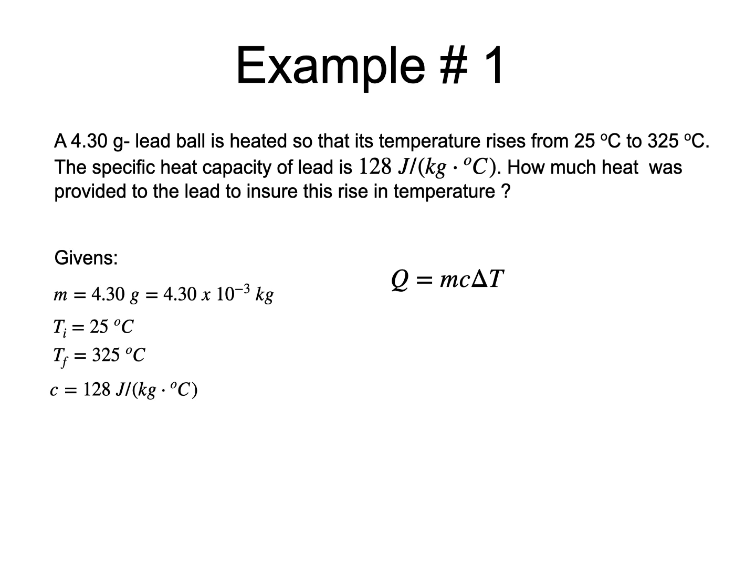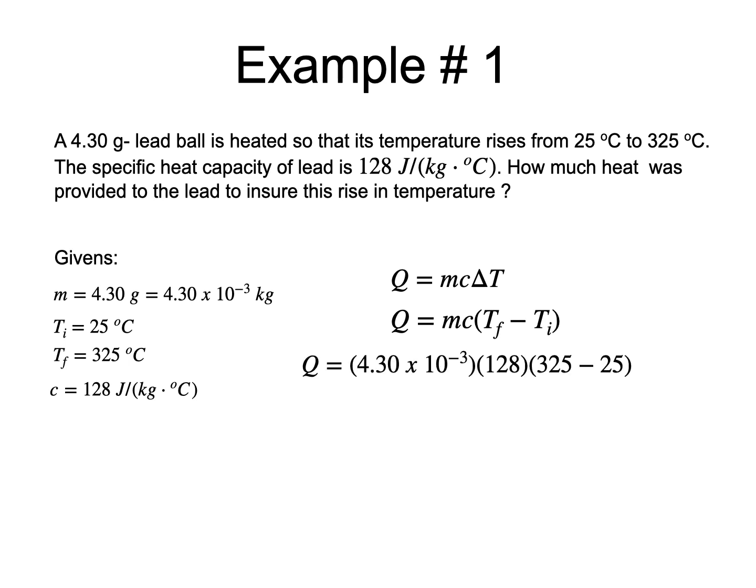Remembering that delta T stands for the change of temperature and that the change of temperature can be written this way, we are now in a position to substitute the numerical values. We reach an answer of 165 joules. This is our final answer.